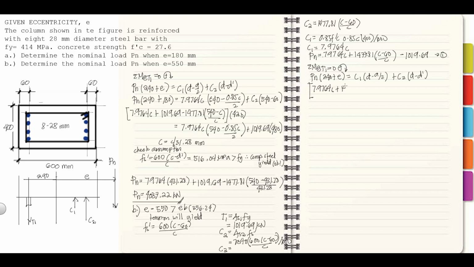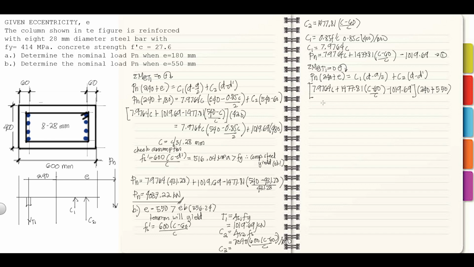Plus 1477.81 C minus 60 all over C. Okay, minus 1019.69. Medyo mahaba-haba, no? Plus yung 240 plus E. What's our E? So, 550. Yan yung given na isa. Number 2, ha? Hindi 180. Okay? 550 na po tayo.